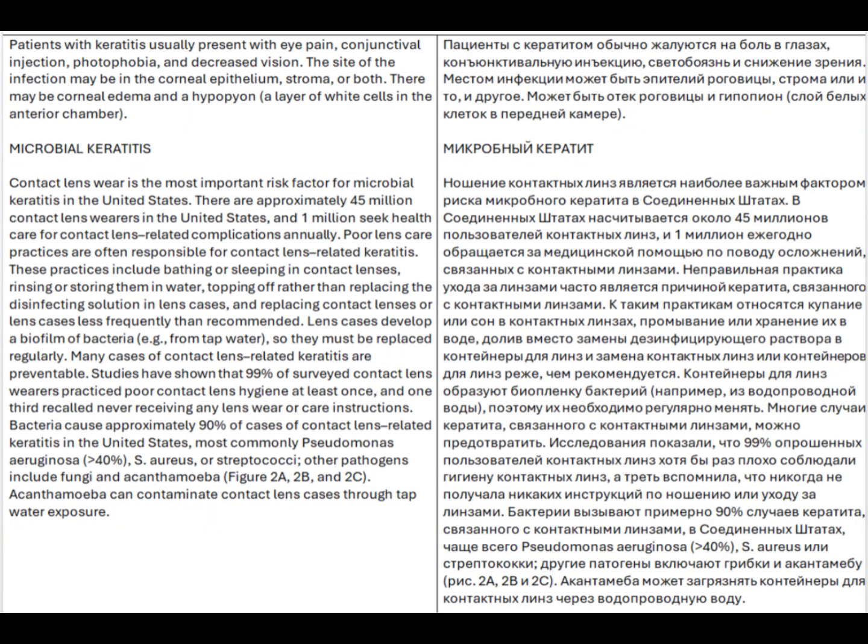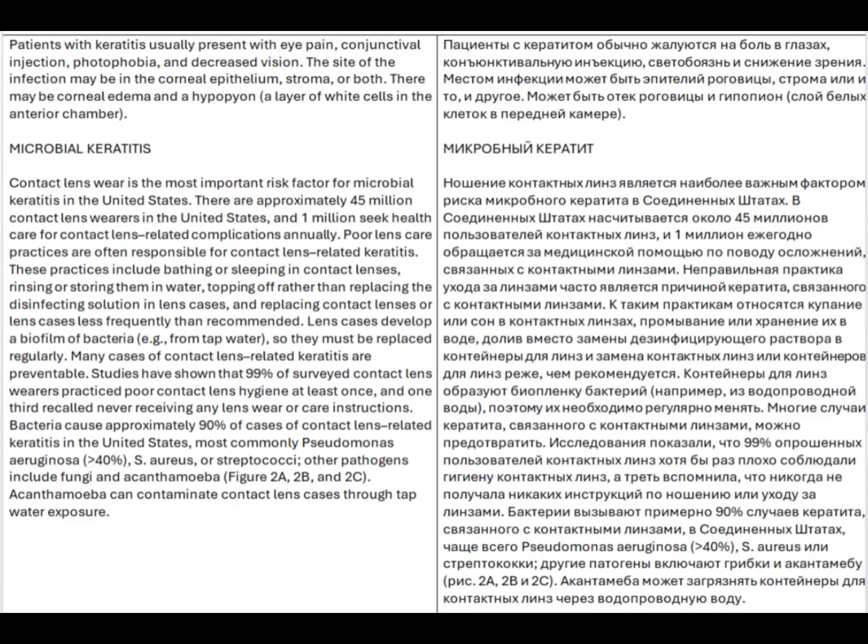Patients with keratitis usually present with eye pain, conjunctival injection, photophobia, and decreased vision. The site of the infection may be in the corneal epithelium, stroma, or both. There may be corneal edema and a hypopyon, a layer of white cells in the anterior chamber.